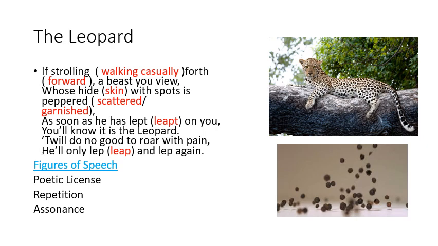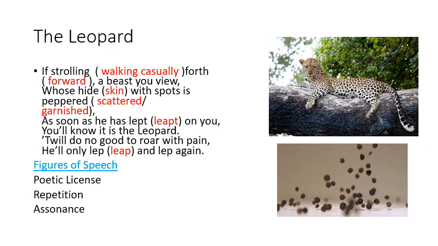She says, if strolling, that is, walking casually, you see an animal who has spots peppered, peppered here means scattered all over his body, and he leaps. He jumps on you, and even if you roar with pain, he pays no attention to it and continues jumping and jumping. You know it is a leopard.